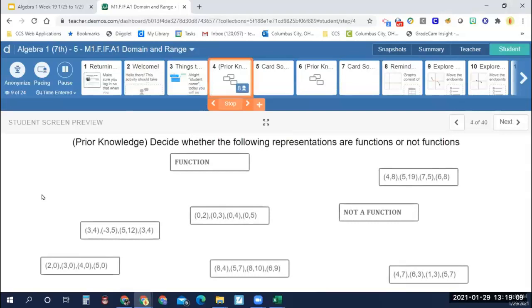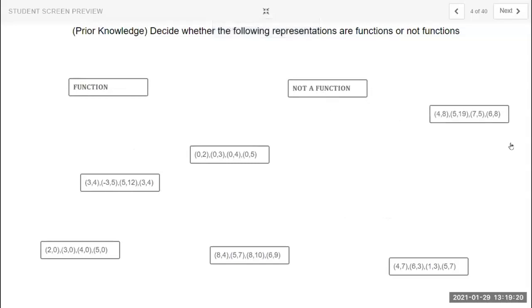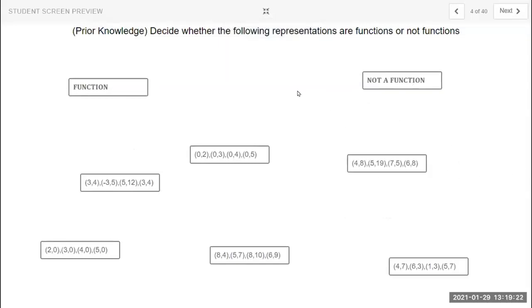So on number 4 here, it says decide whether the following representations are functions or not functions. So they give us a little box that says function. They give us a little box that says not function. And remember, when we're looking at sets of ordered pairs, the way we know if it's a function or not is if every x value is assigned only one y value.